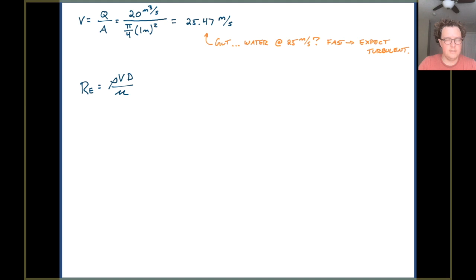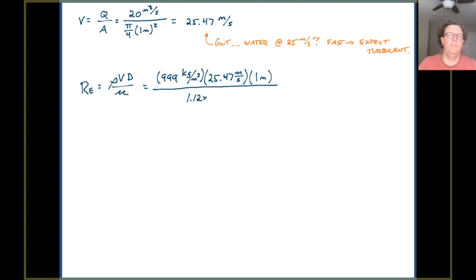Okay, we've got velocity. Now let's calculate Reynolds number. Looking up, density of water is 999 kilograms per cubic meter. I'm plugging in the velocity we calculated, the diameter of 1 meter, and in the denominator, I've looked up the viscosity for water, 1.12 times 10 to the minus third Newton seconds per meter squared. Punch that in the calculator, cancel out units, and I get a Reynolds number of about 2.3 times 10 to the 7th. That is way bigger than 4,000. That means we have turbulent flow, and my gut was correct in this case.